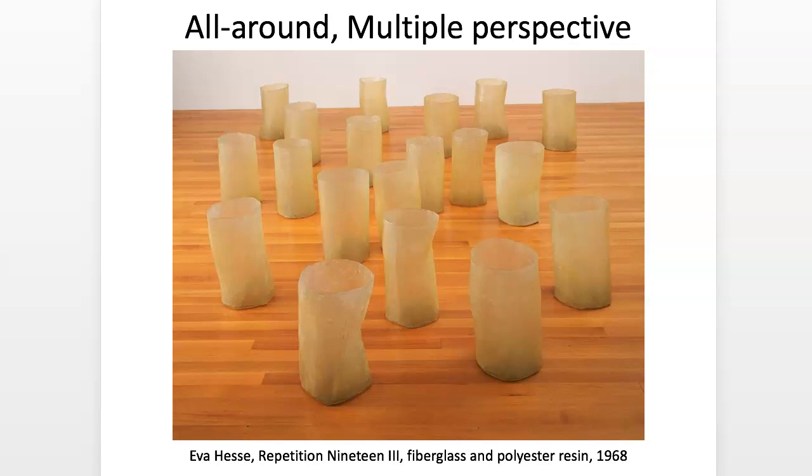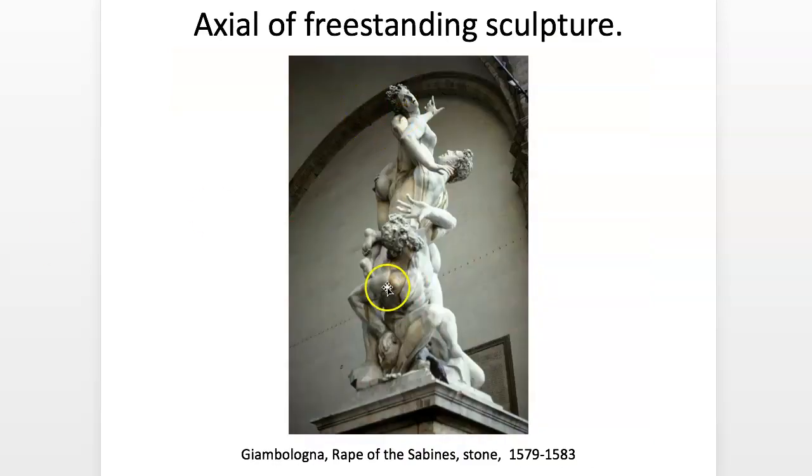Every one of these makes you aware of your own body in different ways, the weight of them and the way you move around them. This one doesn't have a particular axis or angle you're supposed to look at it from. So it's multiple perspectives all around, versus this one, which has an axis, like a spoke in a wheel, that you're supposed to move around.